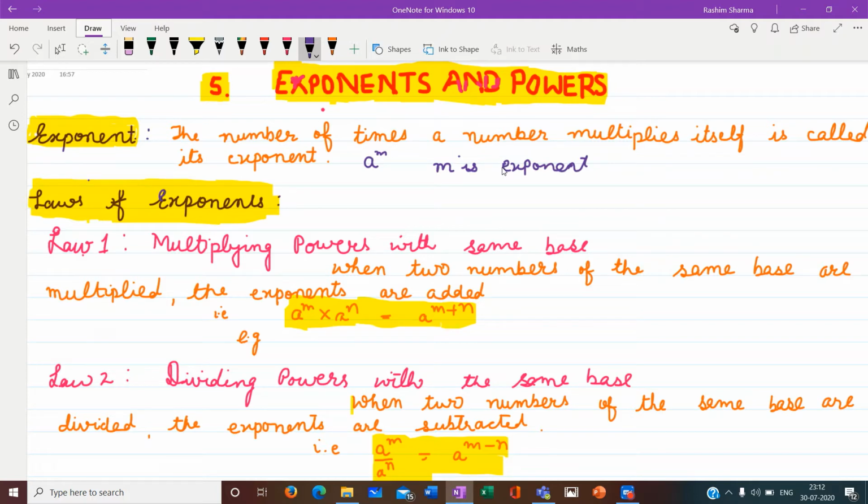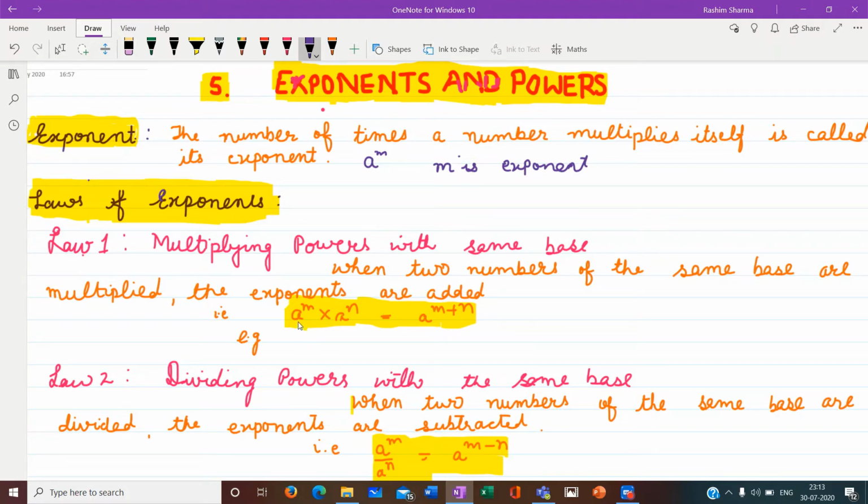Now today we will discuss laws of exponents. There are a few laws which we have to follow. First law is multiplying powers with the same base. Now when we have two numbers of the same base, as you know, what is base? Base means the number for which we write the exponent. So when two numbers of the same base are multiplied, the exponents are added.